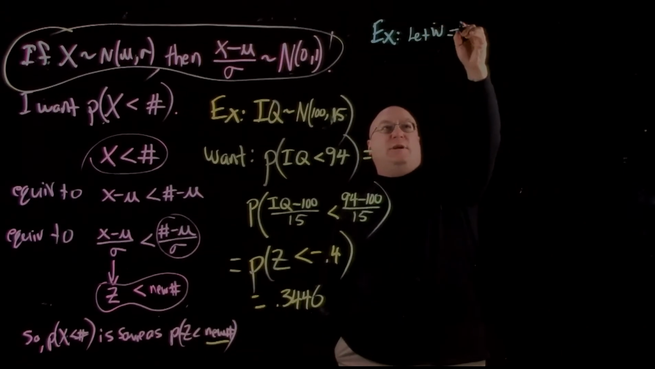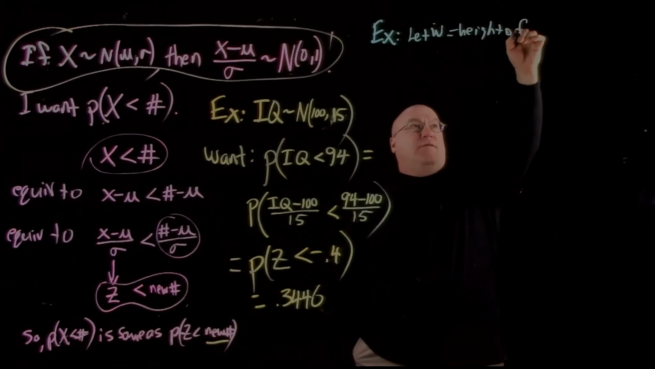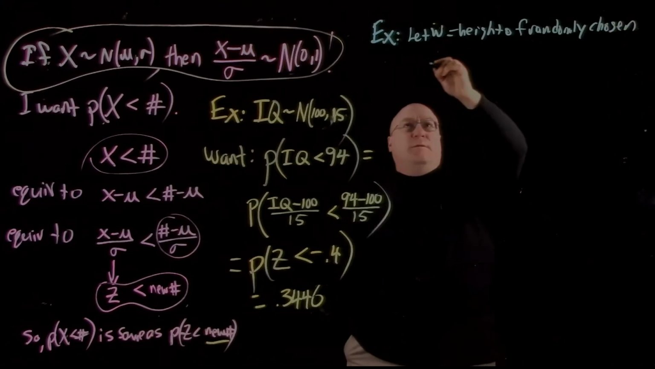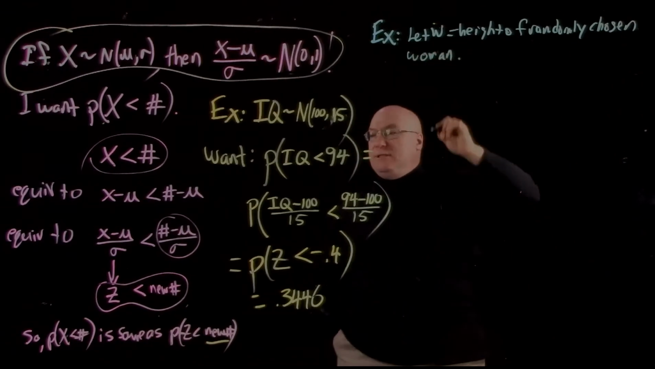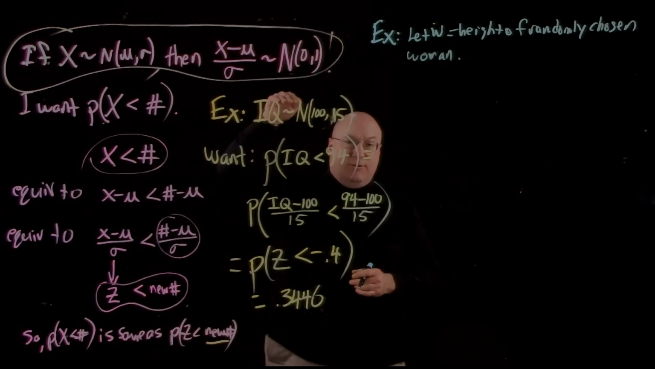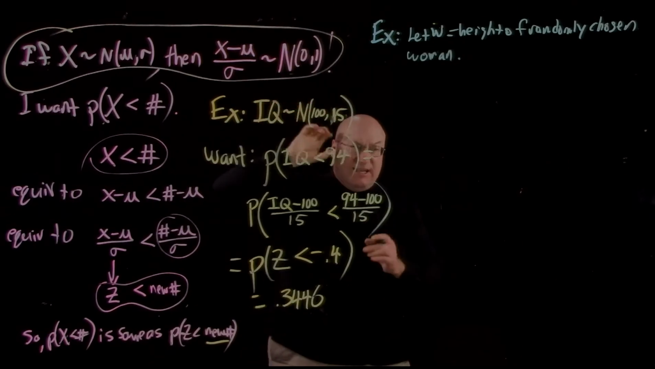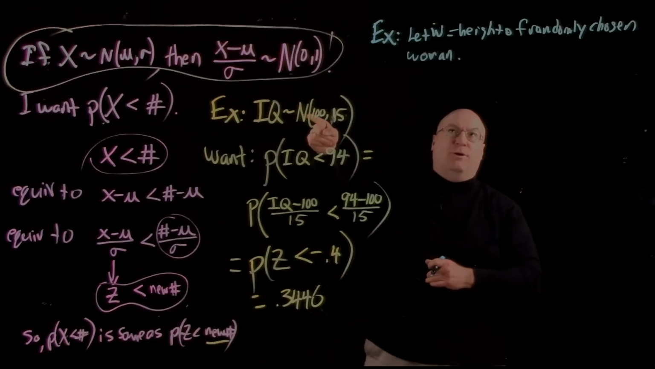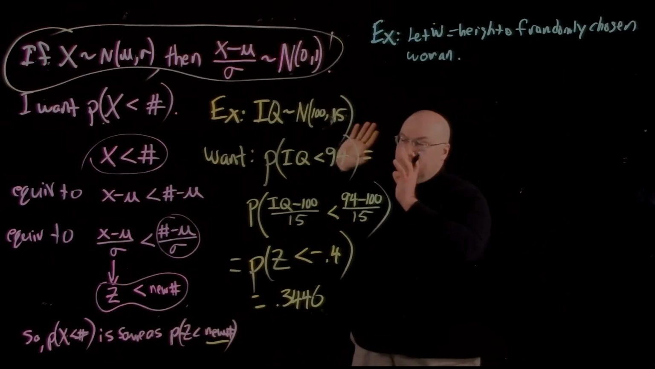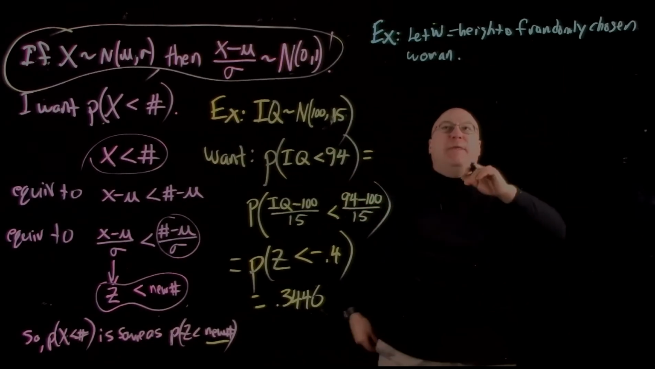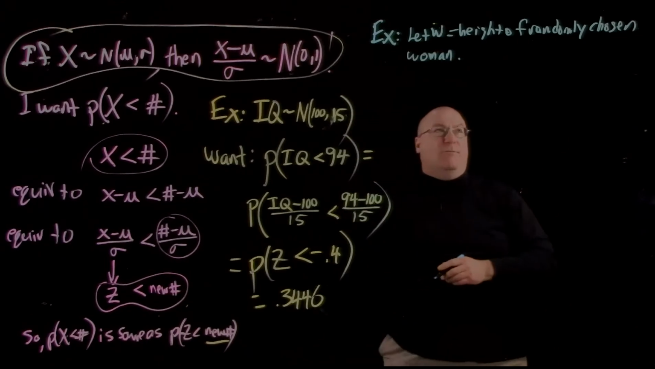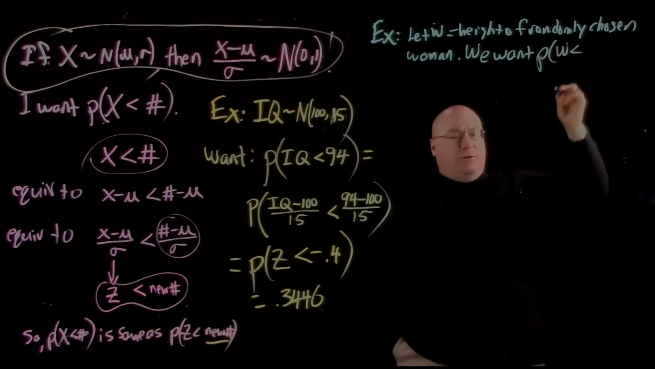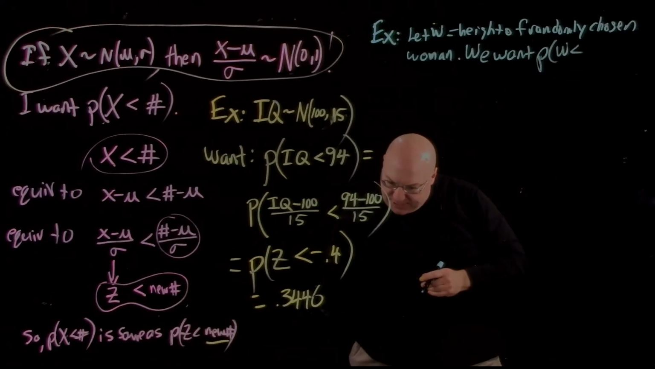Let W equal height of a randomly chosen woman. I didn't say it explicitly here, but over here, let IQ equal the IQ of a randomly chosen person, right? I need to be able to say that, so I'm talking about a random variable. I randomly grab someone and test their IQ. Here, we randomly select, let's say, a woman, and we measure her height. And so that W is that random variable, okay? We want the probability that W is less than 66 inches.